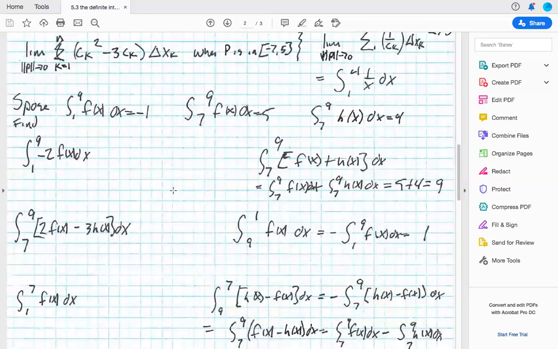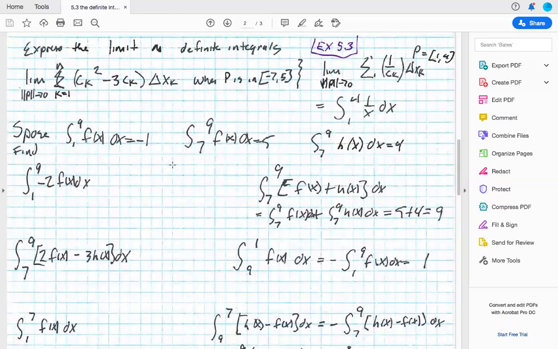Now, for the examples. We're assuming a couple things. Express the limit as a definite integral. So here, if we're expressing the limit as a definite integral, the limit as the partition width goes to 0 of the sum of 1 over ck times delta xk, with the partition going from 1 to 4. So our partition is going from 1 to 4. Those are giving us our bounds of integration. 1 over ck is giving us our 1 over x. Delta xk is giving us our little dx. That's all that's doing right there.